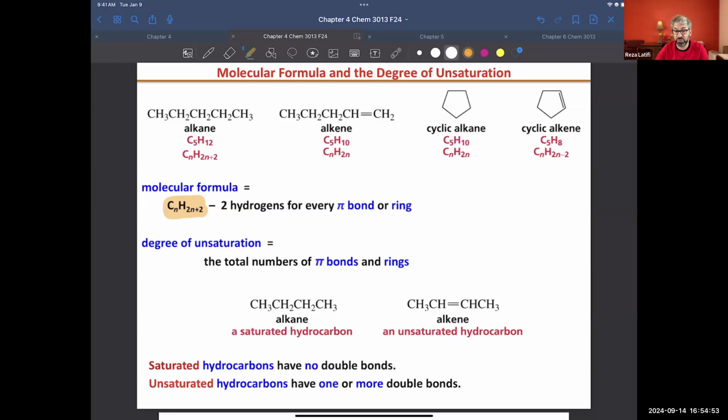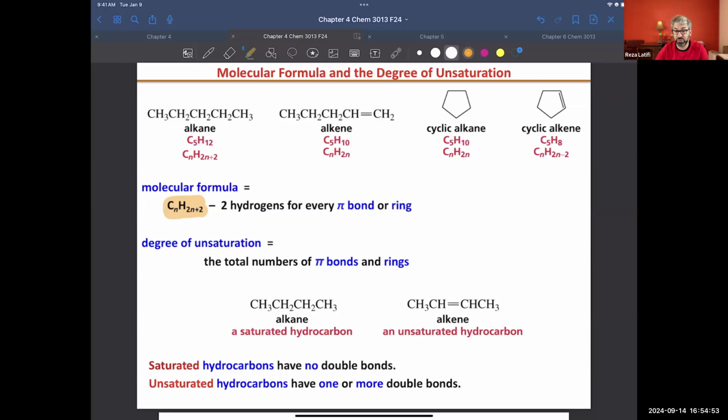So, for example, this molecule is saturated, and there is no degree of unsaturation here, or you can say it's 0. But for the alkene, the molecule on the right side, I see 1 pi bond, so the degree of unsaturation is going to be 1.